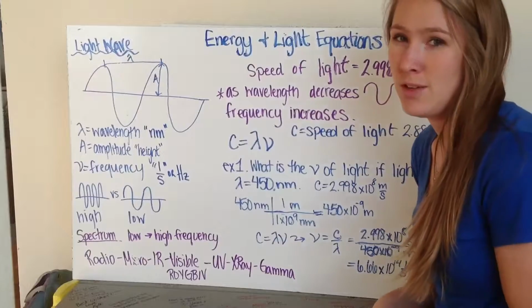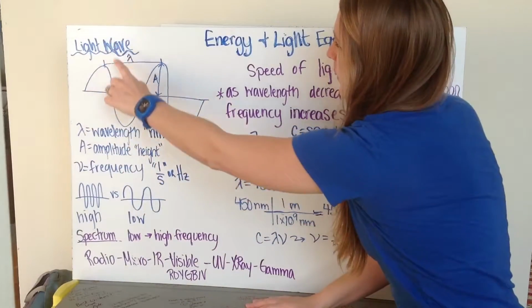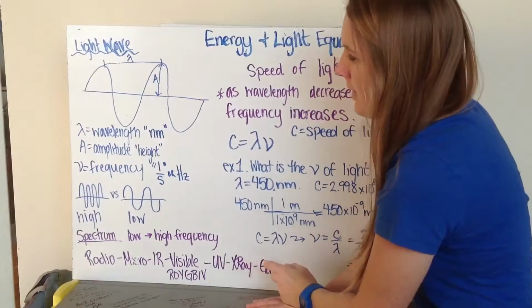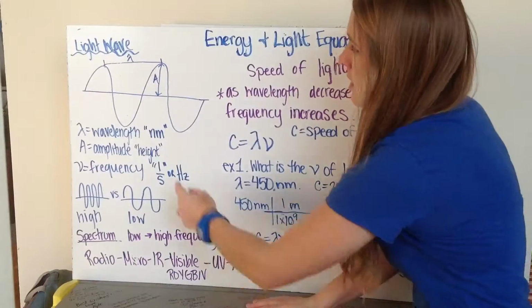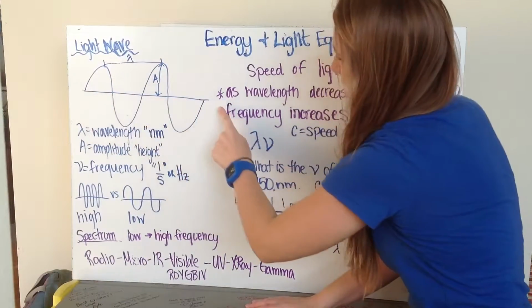This video is on energy and light equations. So light has a wave-like property as it travels through the air. A light wave has some different parts to it. We have the wave here going along an amount of time.